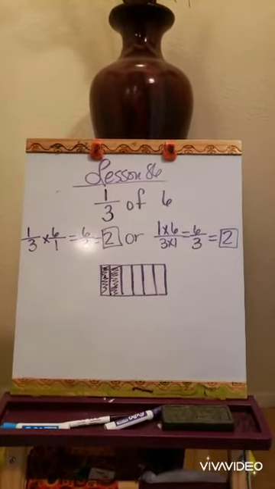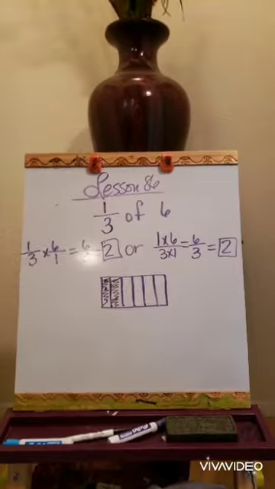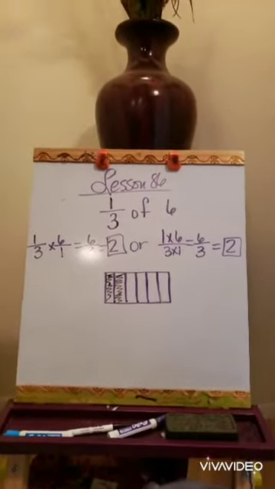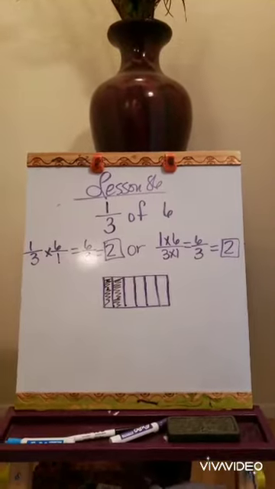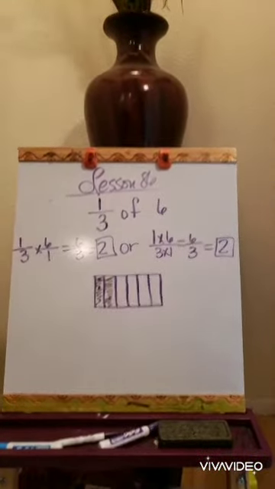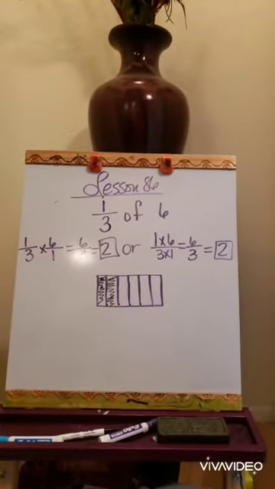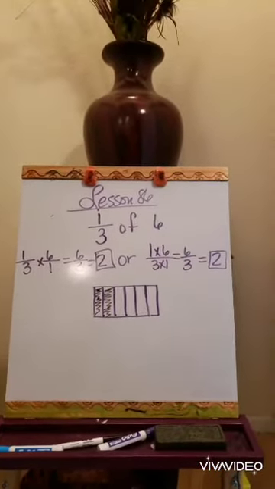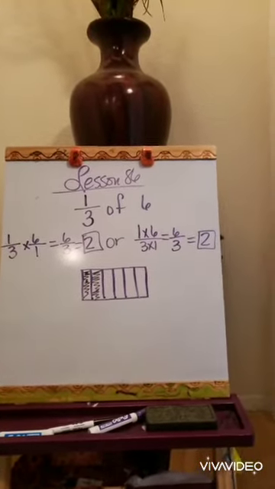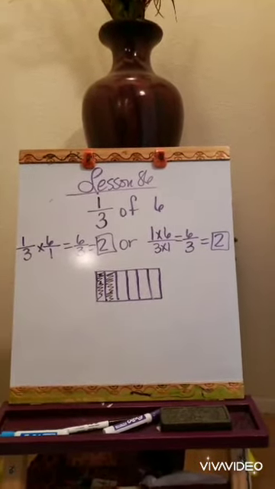So here we have 1/3 of 6. 1/3 of 6 meaning 1/3 times 6 over 1, which is 6 over 3, which you know divides evenly, and that equals 2. Or you can look to the right hand side, which is 1 times 6 over 3 times 1. That is 6 over 3, which divides evenly into 2.